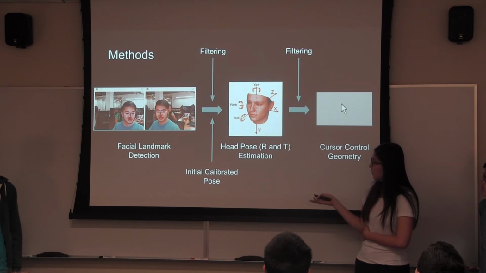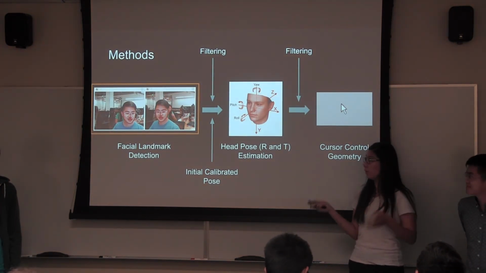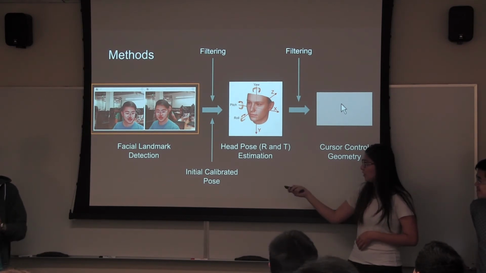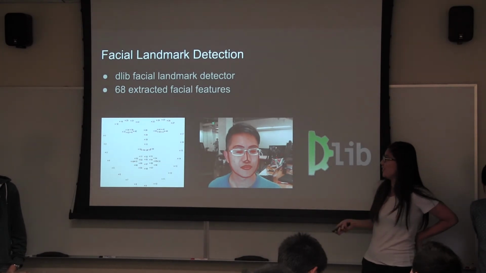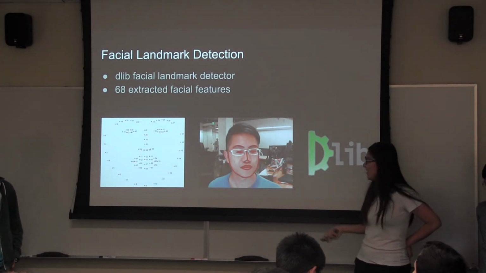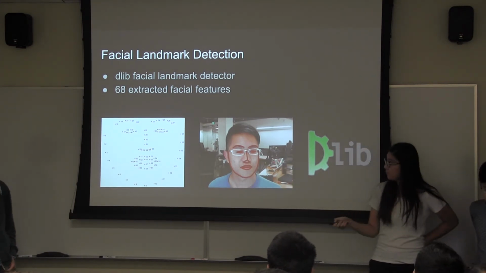So first, we start out with the 2D images from the webcam. And in order to detect the facial landmarks, we use the Dlib facial landmark detector to get the 68 points, and on the face it looks a bit like this.